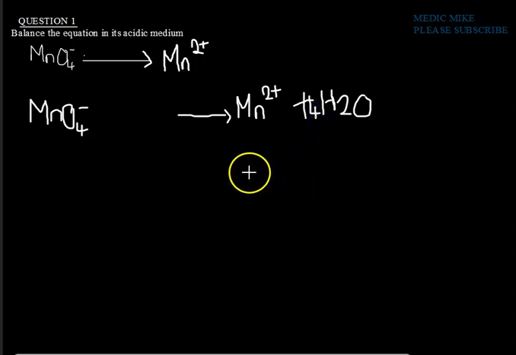So it will be 4 molecules of water. Now if you check, we have 4 atoms of oxygen on the product side, and on the reactant side we have 4 atoms of oxygen also. So oxygen is balanced in this redox reaction. Now we'll be moving over to our rule 3.